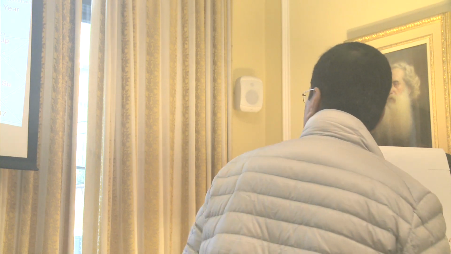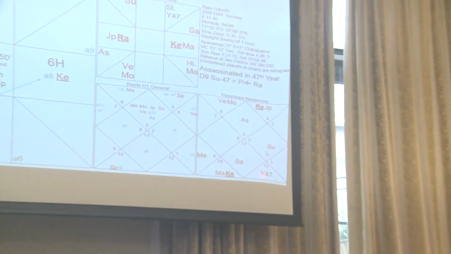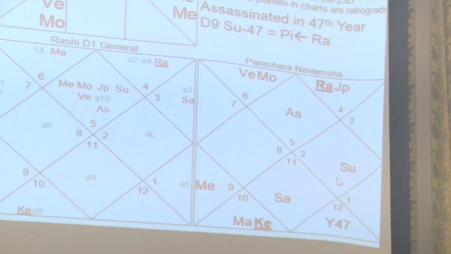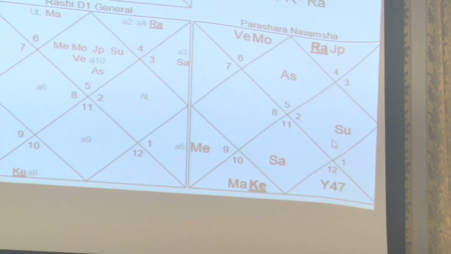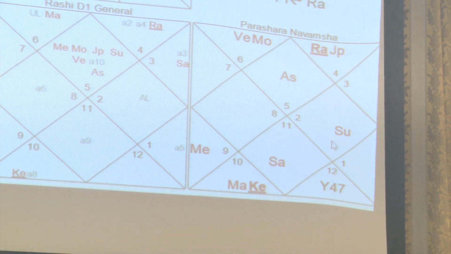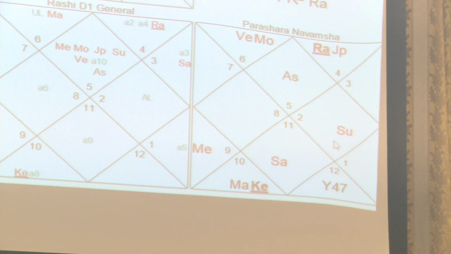No, is this Rashi Drishti? No, that's not Rashi Drishti. This is Cancer and this is Pisces. 47th year, Rahu is looking at Pisces because it's a trine. You can't die unless Rahu is looking at you.